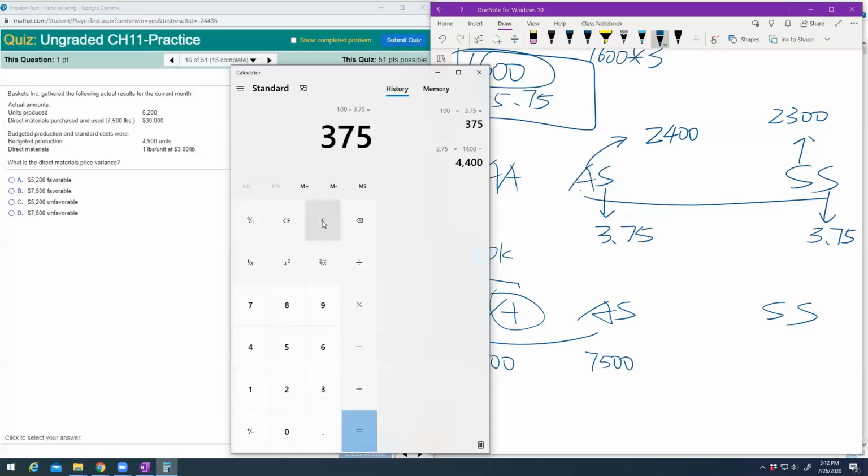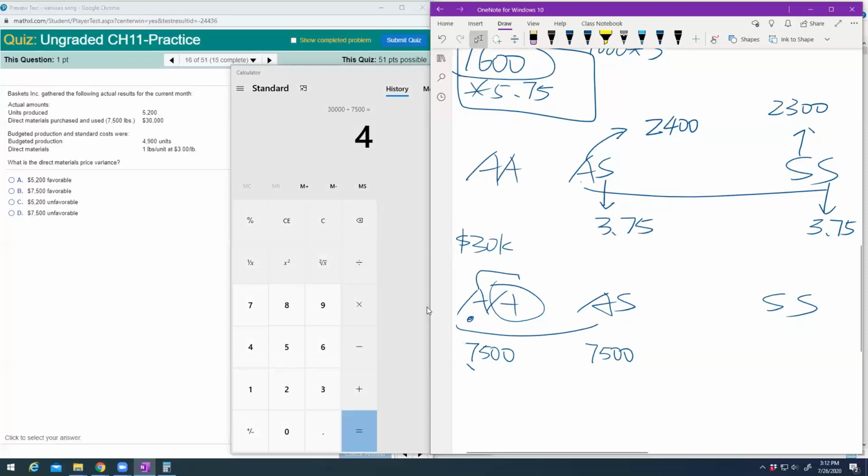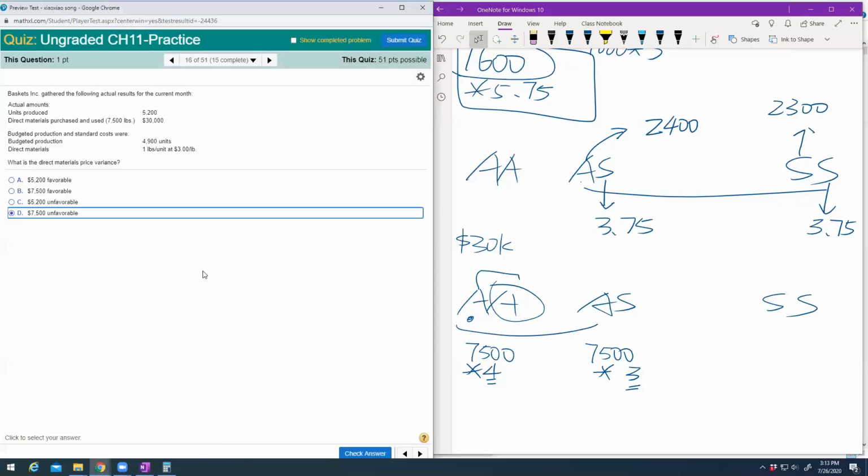So you totally spend 30,000, but it's for 7,500 pounds. So each one is $4, right? So 1 pound is $4. But standard said 1 pound should be $3. So you spend more than the standard, so you have an unfavorable. For each pound you spend $1 extra, so total you will have 7,500 unfavorable as price variance.